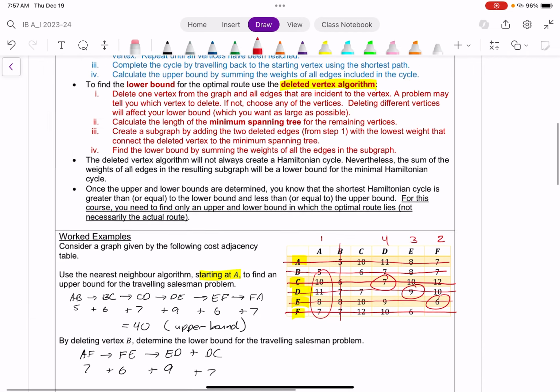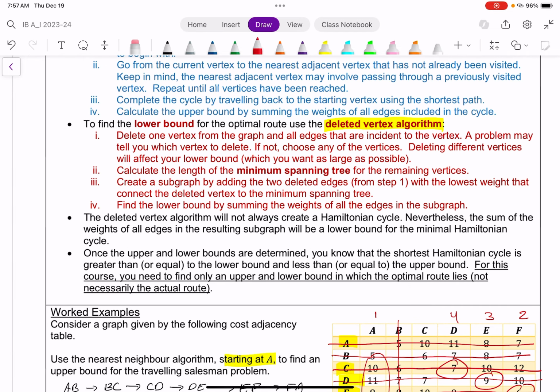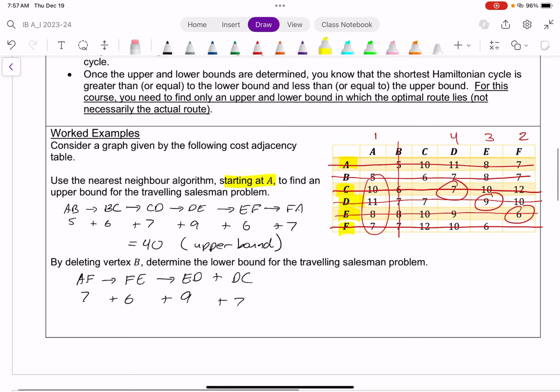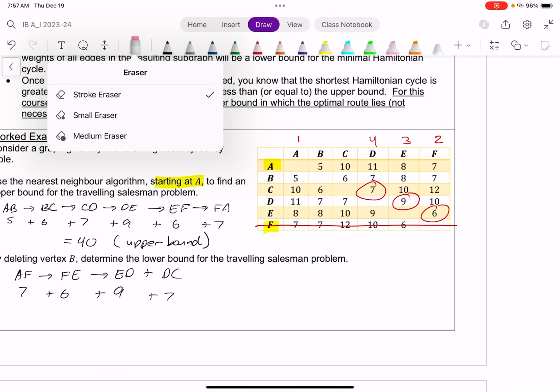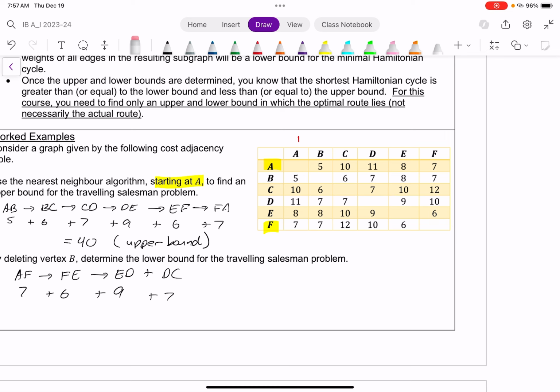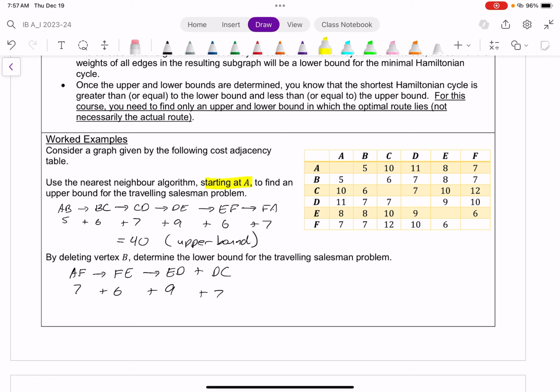So the last step for this deleted vertex algorithm is to now create a subgraph by adding back the 2 deleted edges with the lowest weight that still connect to the tree. So I now got to pay attention to B again. So let me just erase all this, if it lets me erase it. All right, so now, if I were to sketch this out, what I've drawn so far, I have a minimum spanning tree that ignores B. So now we want to bring B back into it.